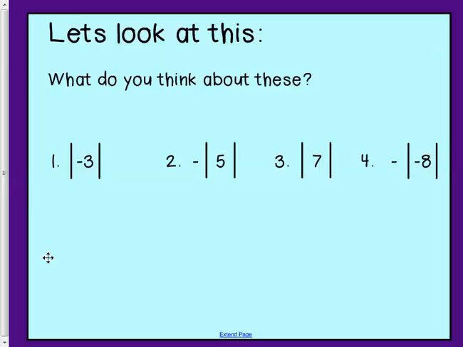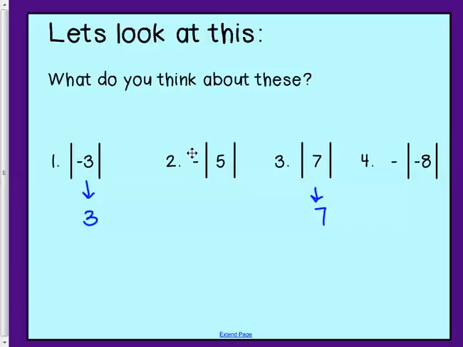All right, so what about these? This one, the absolute value of -3, is 3 away from 0. 7 is 7 away from 0. Now, I want you to take a moment and write all of these down, and I'm going to show you what happens to these in just a second. Okay, you should have paused the video and had that written down.